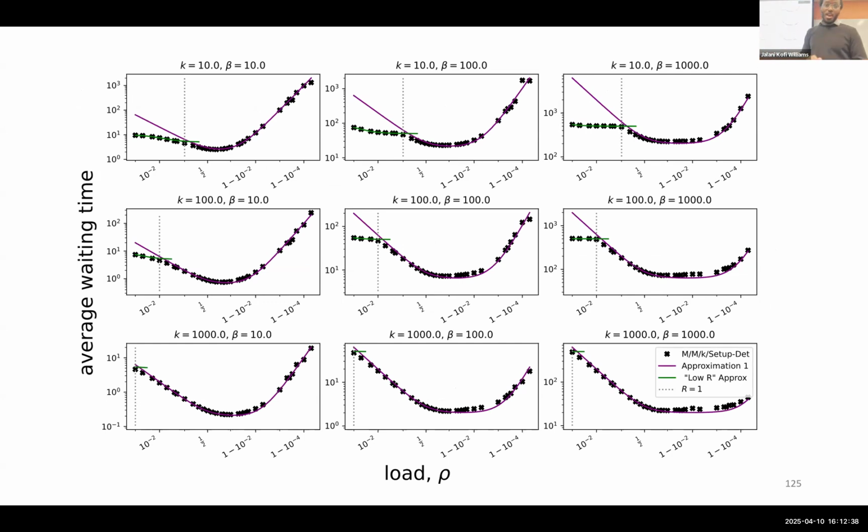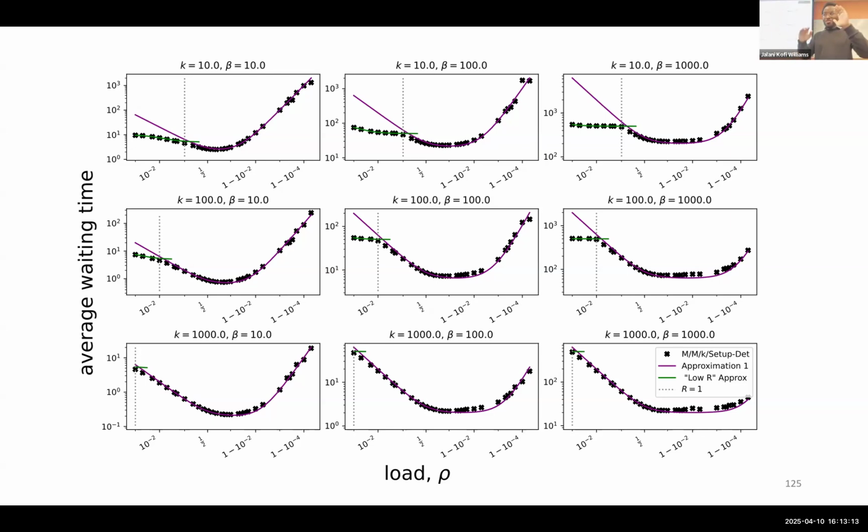And so what I'm showing you is, again, slightly different from before. On the y-axis, we have the average waiting time, again in a log scale. But on the x-axis, we're varying load from 0 to 1. Okay. And so each row is going to be some number of servers. So in the top row, k is equal to 10. In the second row, k is equal to 100. In the third row, k is equal to 1,000. And in each column, we have a different setup time value.